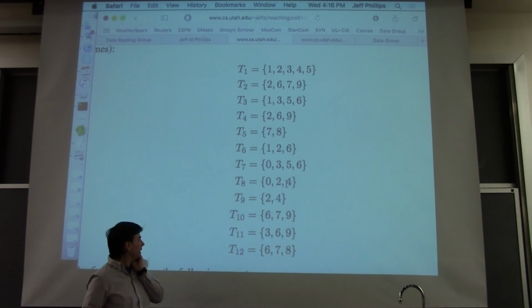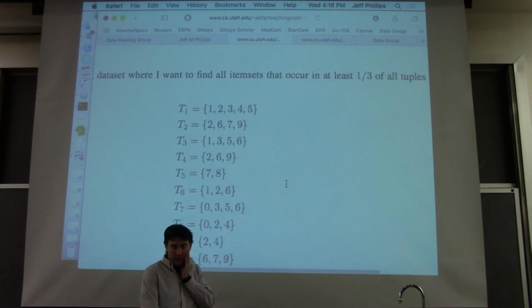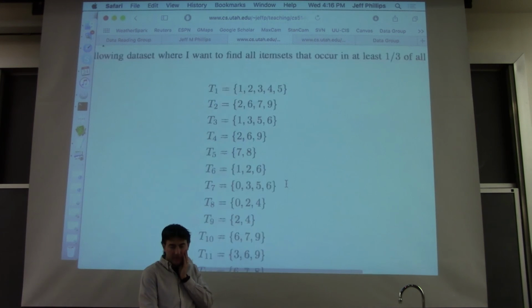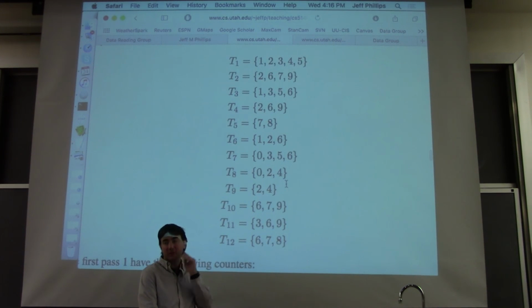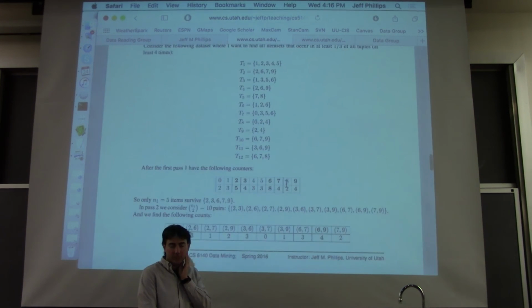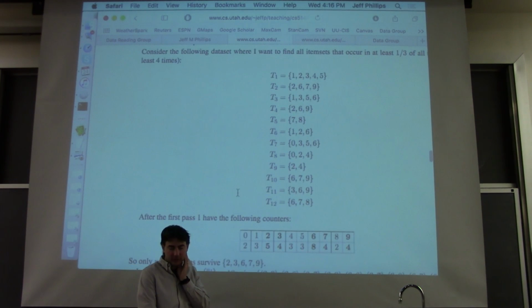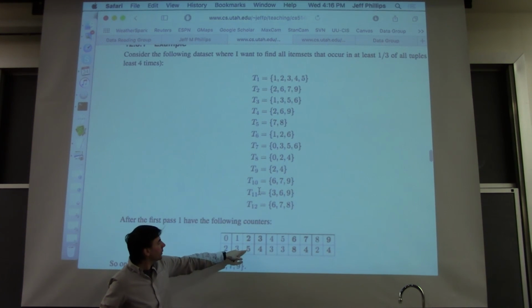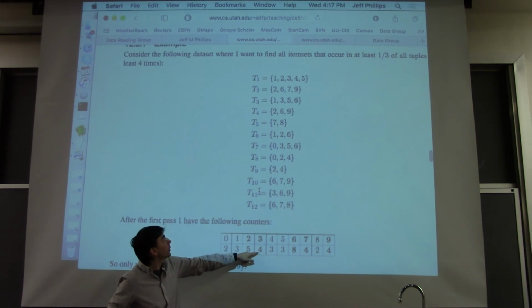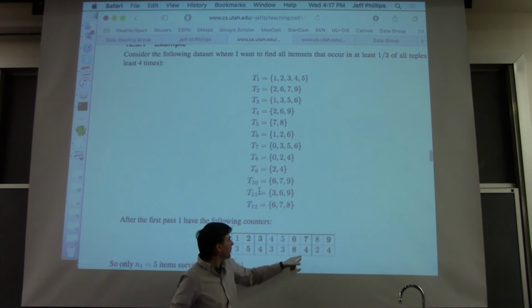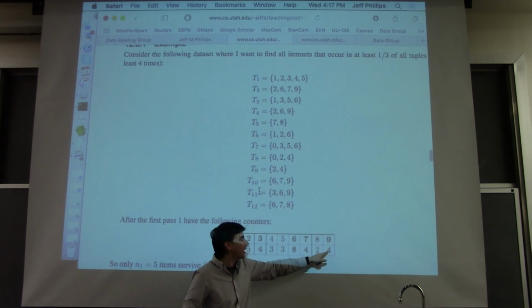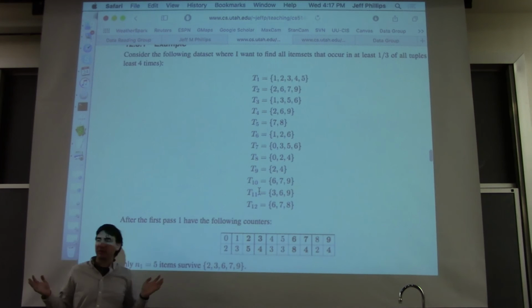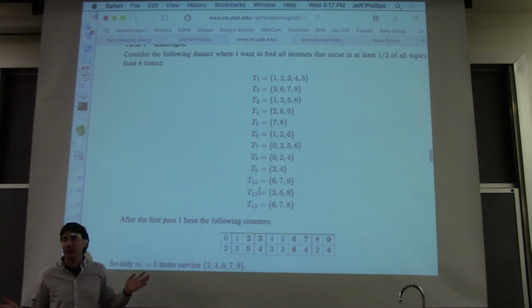Now in this example, I want items to be in at least 1/3 of the baskets, so which occurred in at least 4 of the baskets. What are the objects which occur at least that often? In the first pass, the ones in bold occur at least 4 times. So 2 occurs 5 times, 3 occurs 4 times, 6 and 7 occur 8 and 4 times, and 9 occurs 4 times. So I have 5 things left out of 10 after the first round.